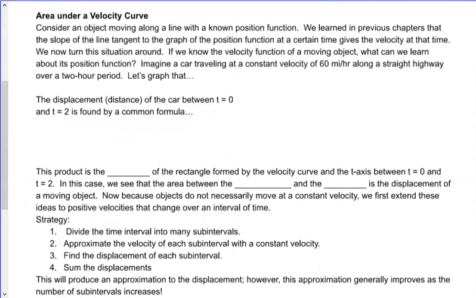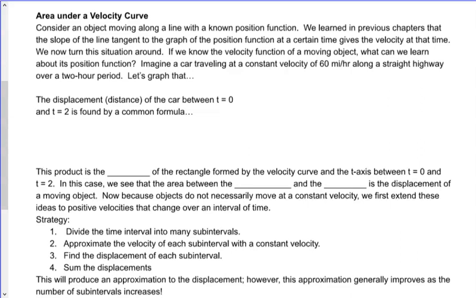Of course, we all know that when we're driving or something is flying through the air, its velocity is not always constant. But in order to get our idea across, we want to go down to the basics. So, consider an object moving along a line with a known position function. We learned in previous chapters that the slope of the line tangent to the graph of the position function at a certain time gives the velocity at that time. So when we have graphs of derivatives, that would be a graph of a velocity function. We now turn this situation around. If we know the velocity function of a moving object, what can we learn about its position function?